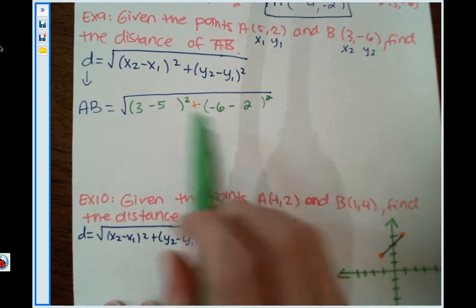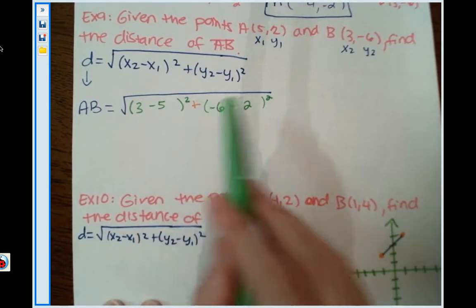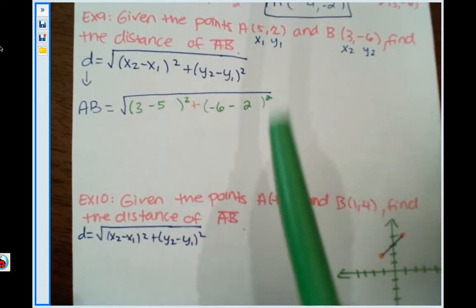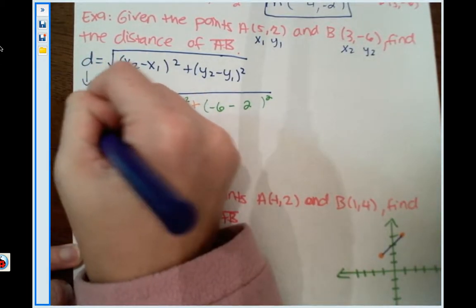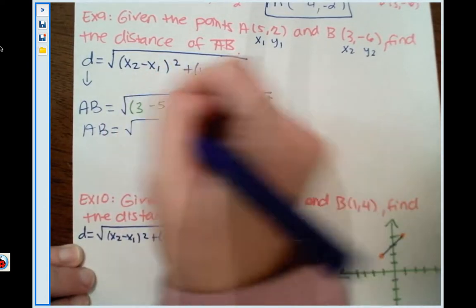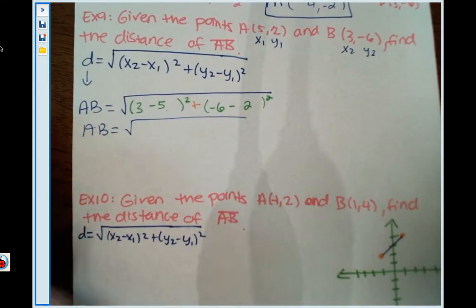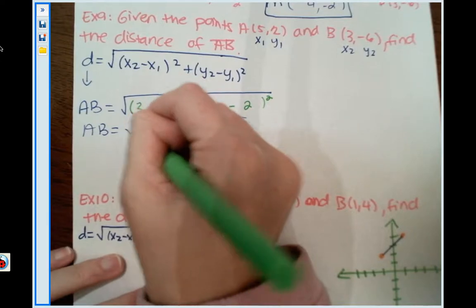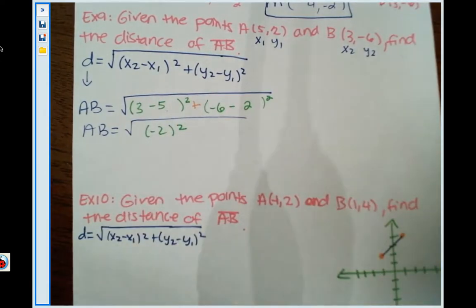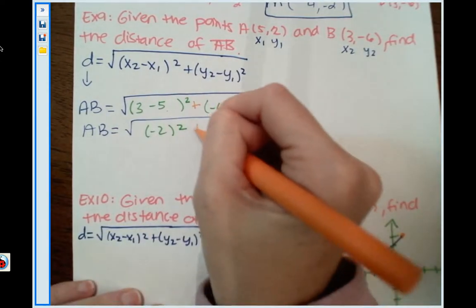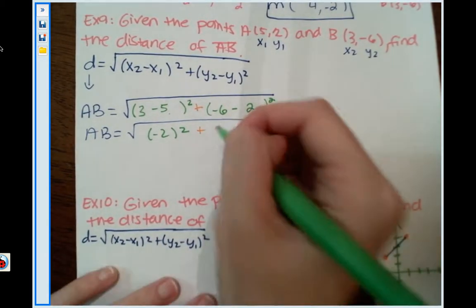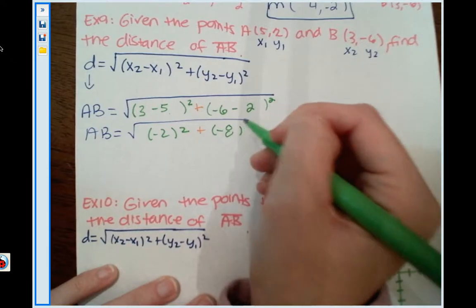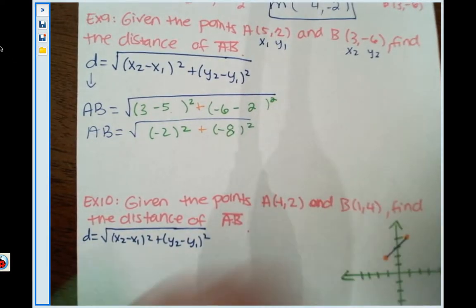Alright, so when we do this, I like to simplify my parentheses with the squared pieces first before we move on. Okay, so this is going to be AB equals 3 minus 5 is -2, and eventually we're going to square that thing, so (-2) squared, plus my second parenthesis, so -6 minus 2 gives me a -8, and then I'm going to square that thing, bam.